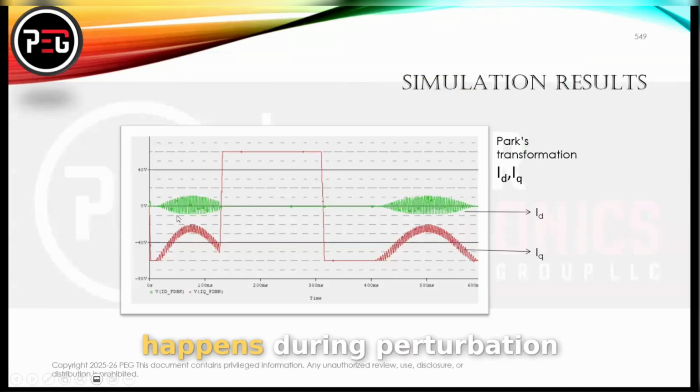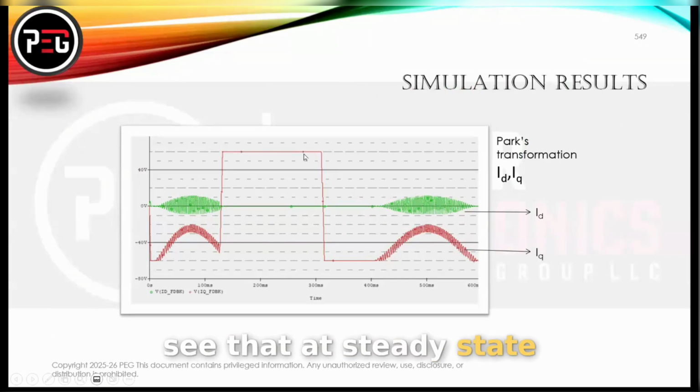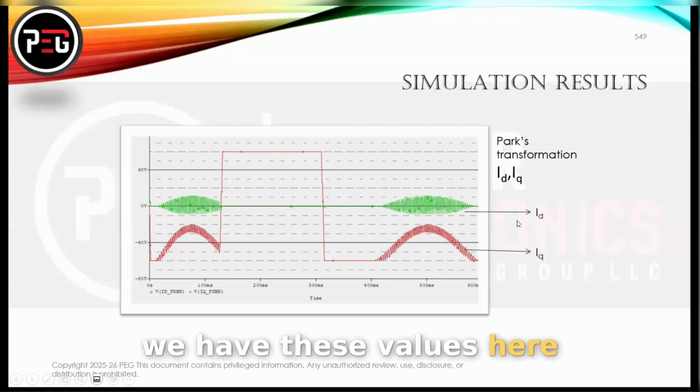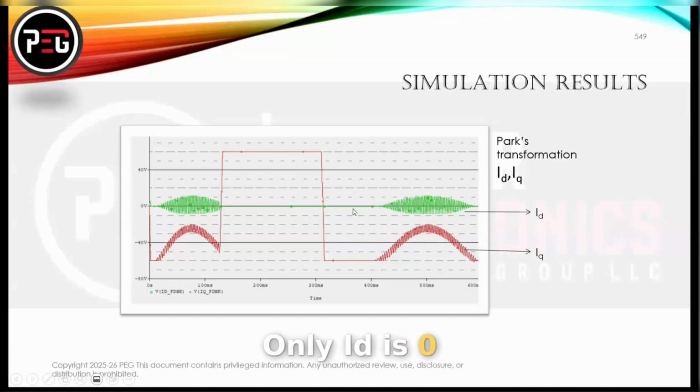You can see what happens during perturbation, and then you can see that at steady state it's a fixed value, and then during perturbation you have these values here. Only ID is 0 under steady state.